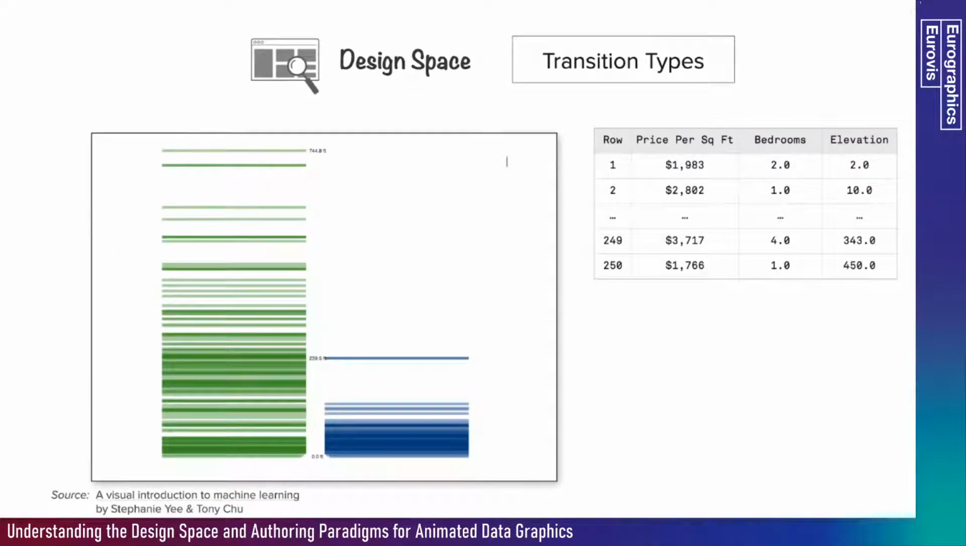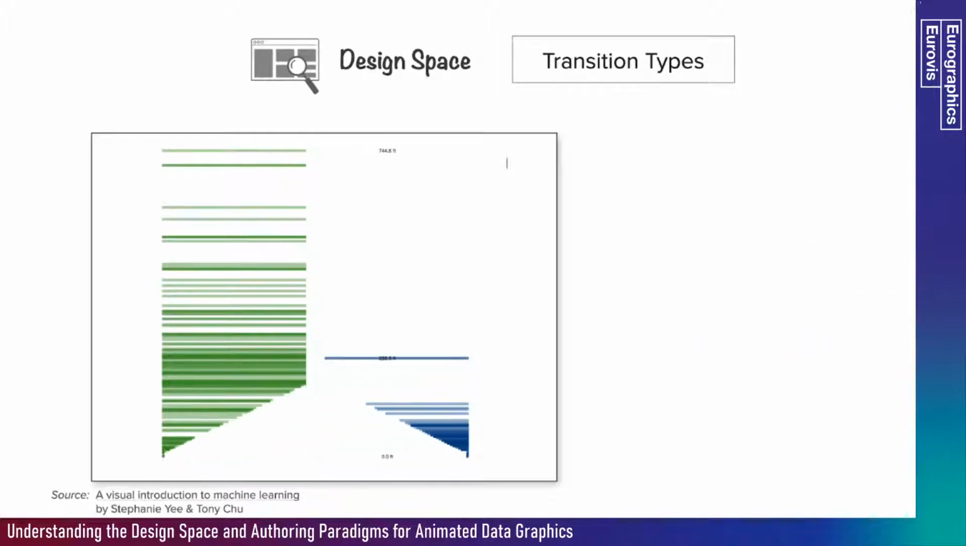Let's start with an example from the Visual Introduction to Machine Learning project. Here, rectangles represent a home with attributes such as price per square foot, number of bedrooms, or even elevation. Elevation is along the y-axis here. This project demonstrates how machine learning classifies the homes based on if they're in San Francisco or New York City. This chart shows that elevation may be a good way to distinguish between the two cities.